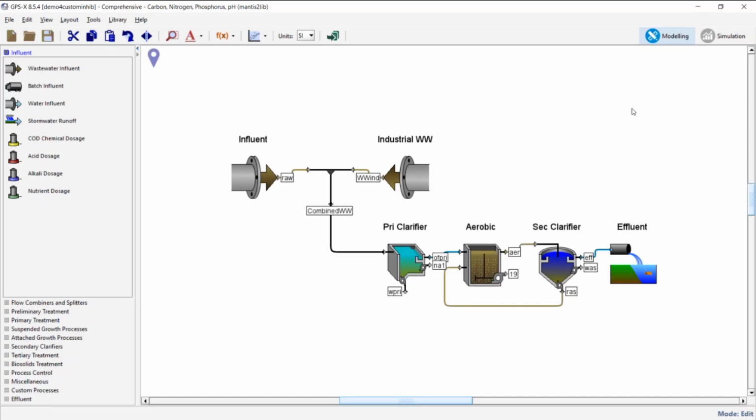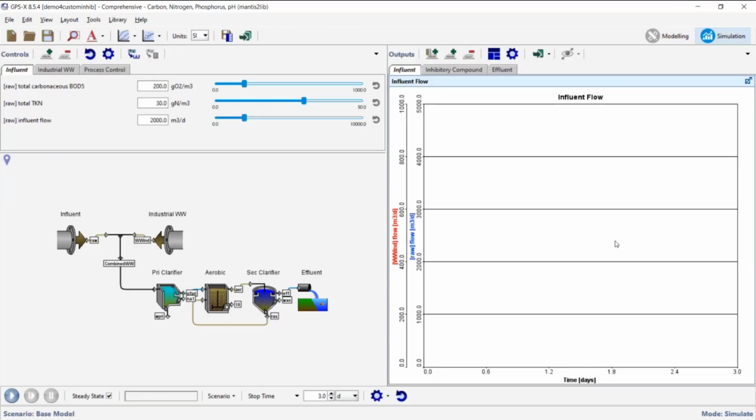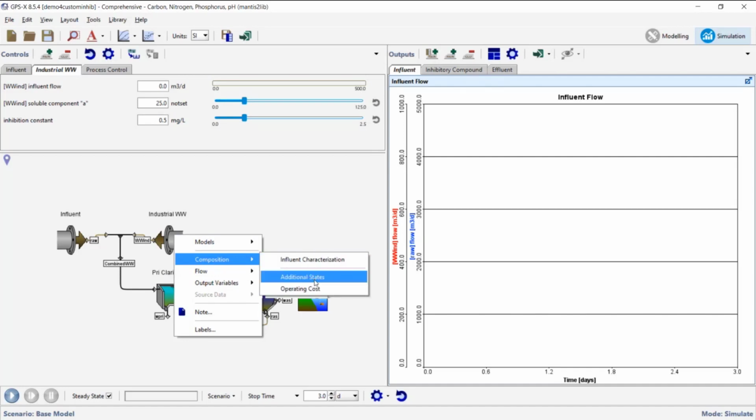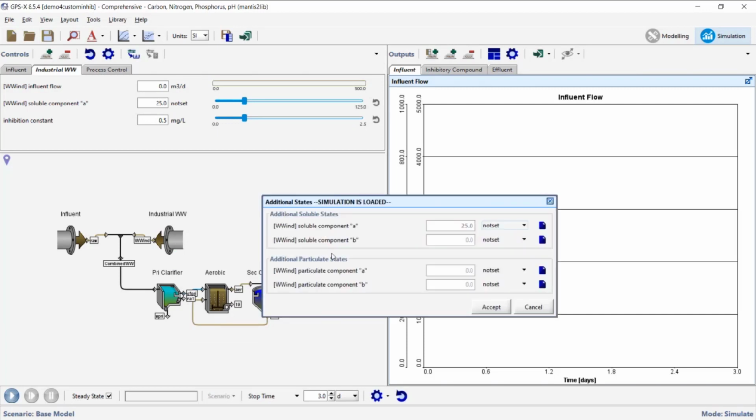Okay, so I'm going to show you our final dynamic run. Basically, it's that same plant. I switched this over to being a CSTR in this case rather than a plug flow tank, just to simplify a few things. I can see here in my industrial section, if I open this up and go past the influent characterization, these additional states. This is where I can set the influent concentrations of these new user-defined states. So this is going to be 25 milligrams per liter there.